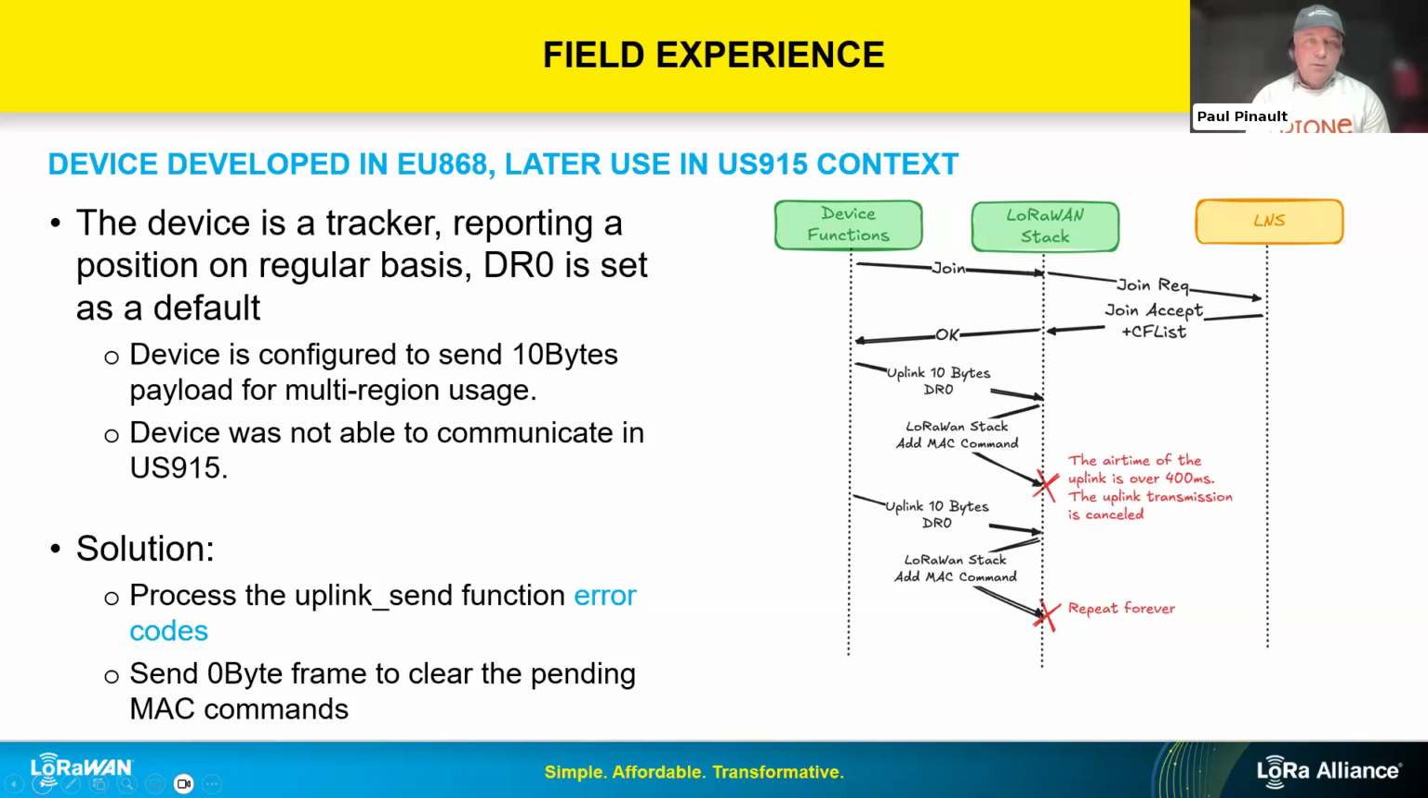So one feedback on this experience is the stack is returning an error code. So consider the error code and process it. Because if you just say, okay, the next one will be okay, it won't be the case in such a situation. In my case, the easy solution was to say, if I have an error code corresponding to a problem of airtime, I just send a 0-byte frame to make all the pending MAC commands sent to the network, and then I can be back to the normal situation. That's an easy way that works quite well, but there are other ways to do that for sure.